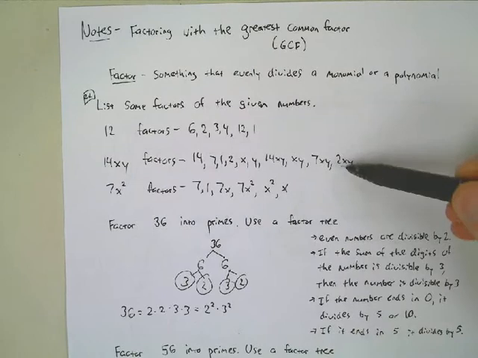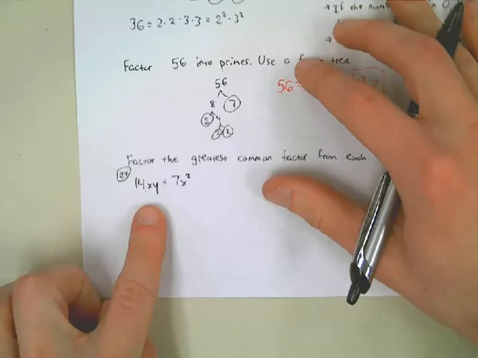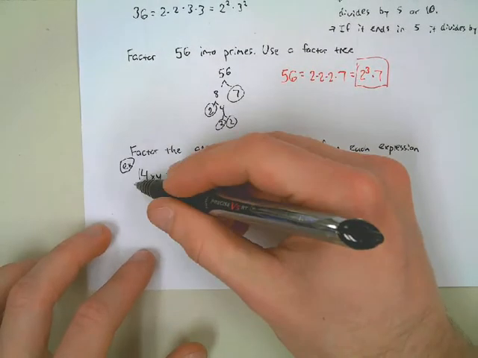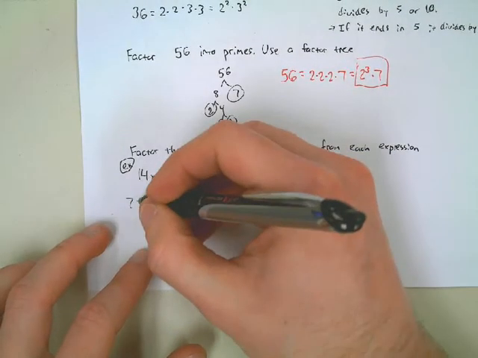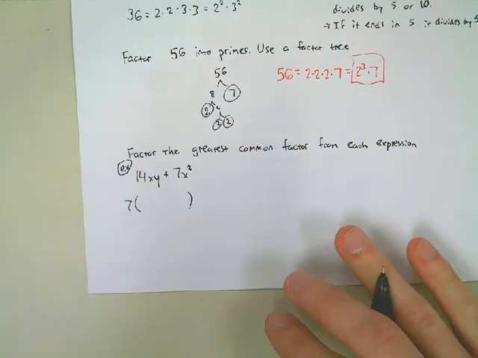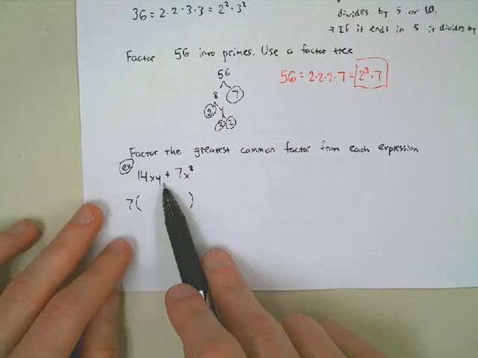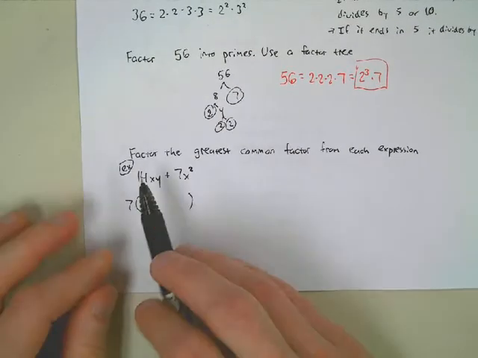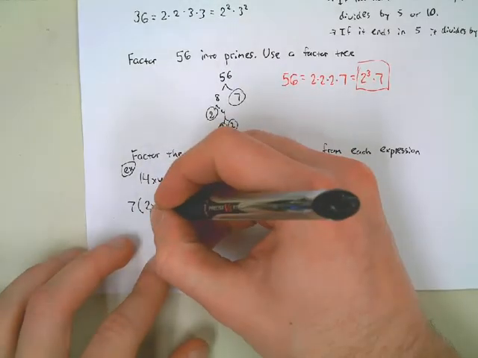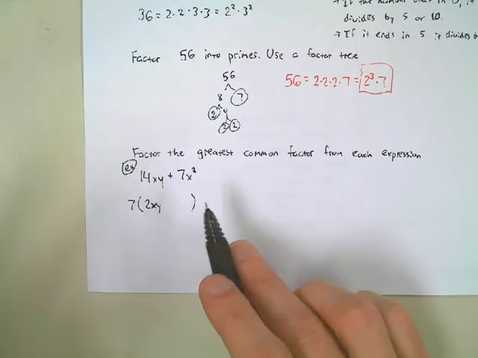They both have 7s. So in this problem, I could pull out a 7, okay? And so let me divide out a 7 here. So if I take a 7 out of 14xy, when I say pull that out, we're really dividing it out. So if I divide a 7 from 14xy, what's left? 2, because 14 divided by 7 is 2, so 2xy. And then if I divide a 7 from 7x squared, what's left? 1x squared, or just x squared if you want to write that.